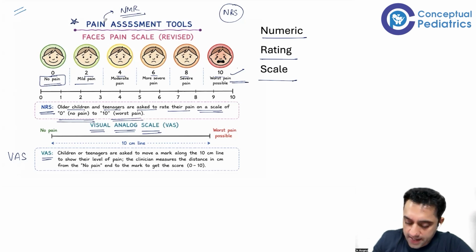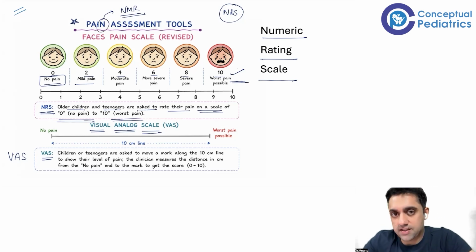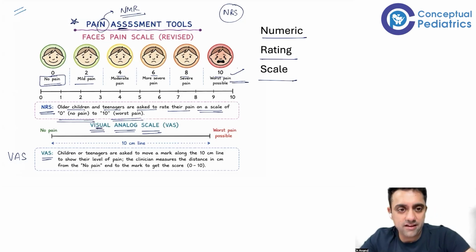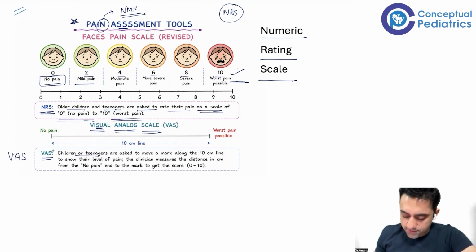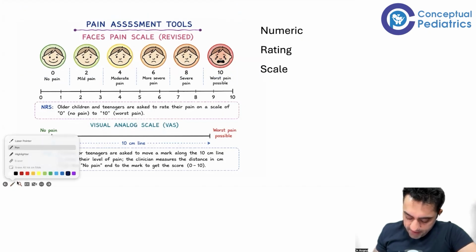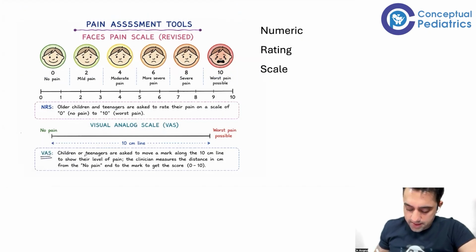So pain has an N: numeric assessment scale, remember that. And assessment has an S, so we have the visual analog scale. The visual scale is for children or teenagers, and the numeric assessment scale is for bigger children. Very importantly, in the visual assessment scale, children or teenagers are asked to move a mark along a 10 centimeter line to show their level of pain. The clinician measures the distance in centimeters from no pain to the worst pain.